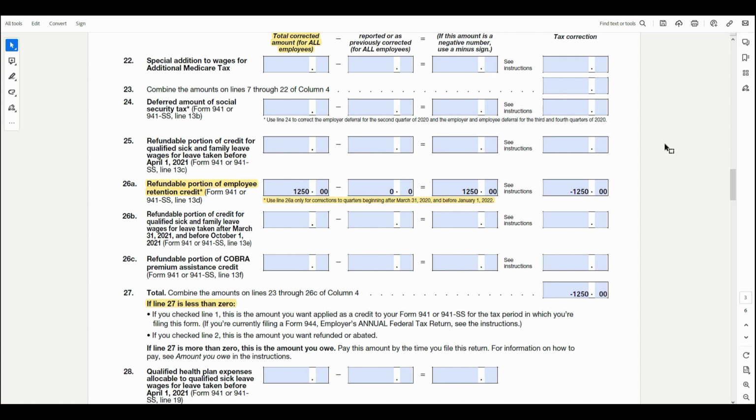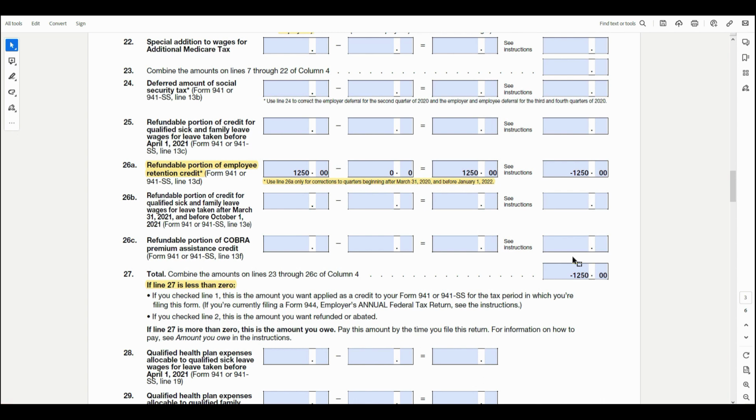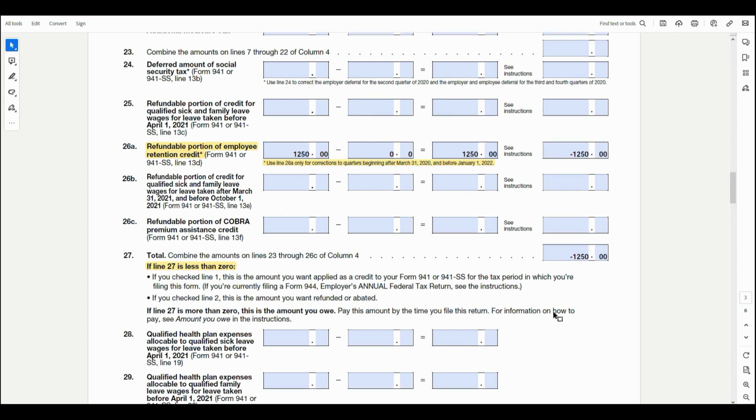Okay, so just in case you have other 941 forms that you need to adjust, that's how the process is going to look here. Be very careful with those signs in front of the numbers. If the forms are correct, it's easier for the IRS to process, because they don't have to contact you and find out what happened. All right, so that's how you enter this, and the total would be that 1250.